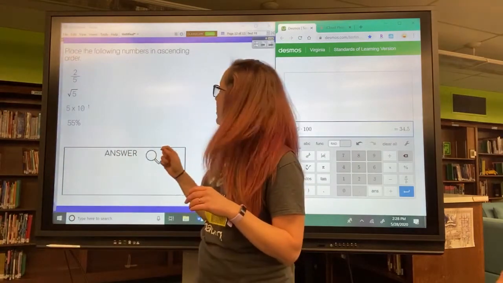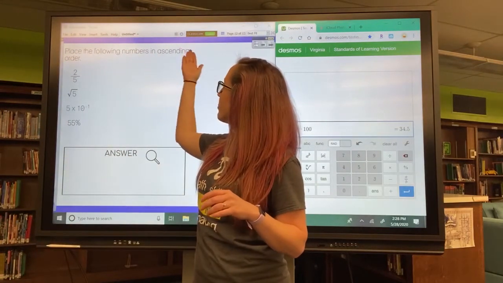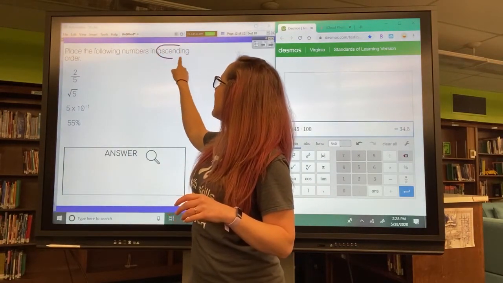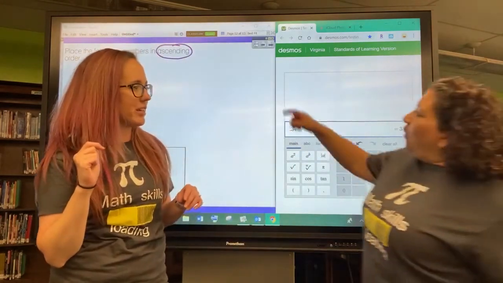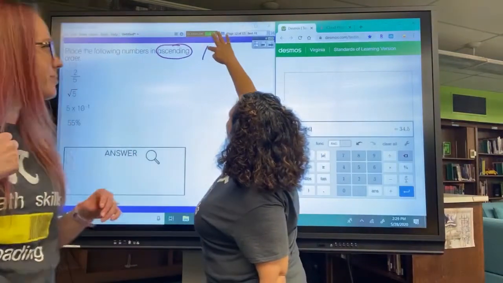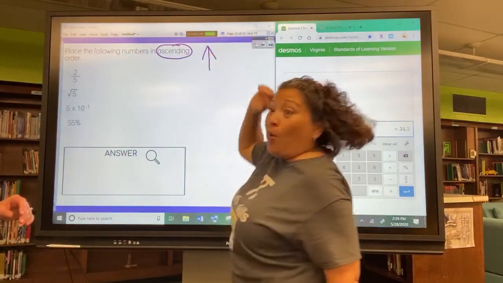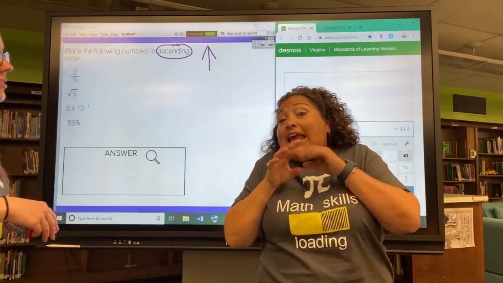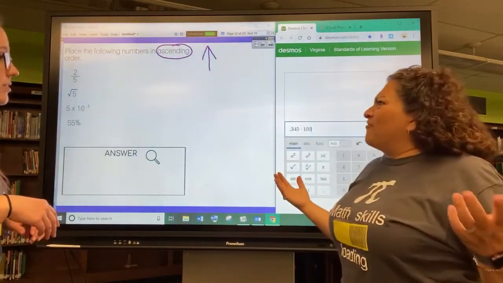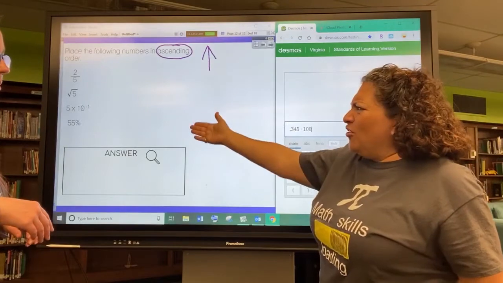So in this problem, it says place the following numbers in ascending order. Well, what did ascending mean? Well, if you look, ascending means going up. So that means they're going to start out to be little and they're going to get big. But first, we have to look at all those numbers.